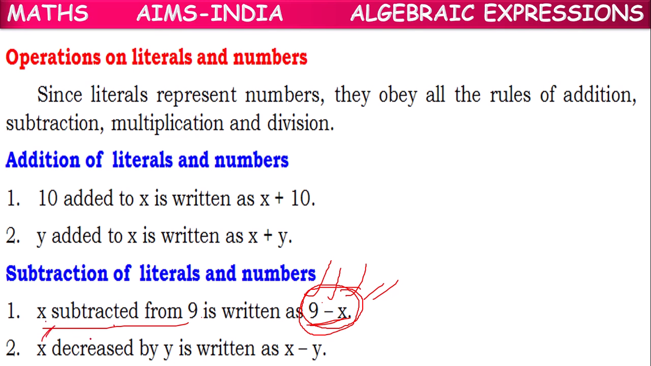So x decreased by y means x less than y. Sorry, x is decreased by y means the value x decreases by y, so from x we have to subtract y. So x minus y is the correct expression. In this way we can add and subtract the literals and numbers, and write their combination as per the meaning of the statement.